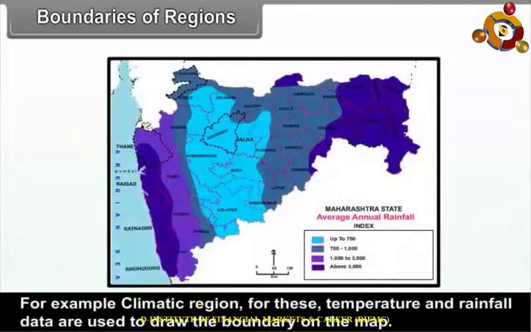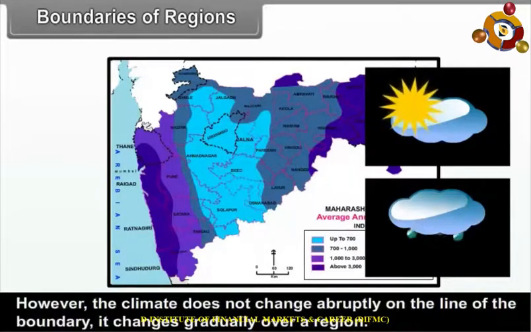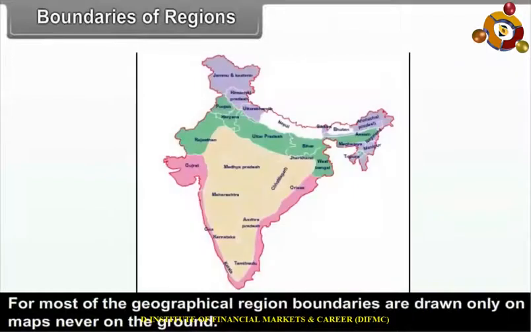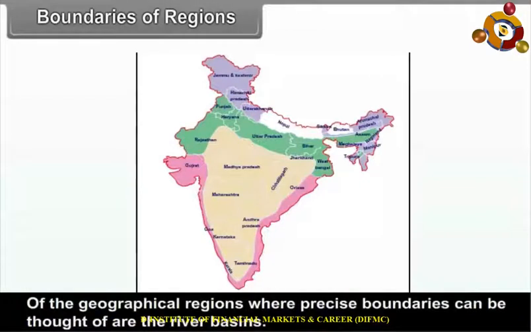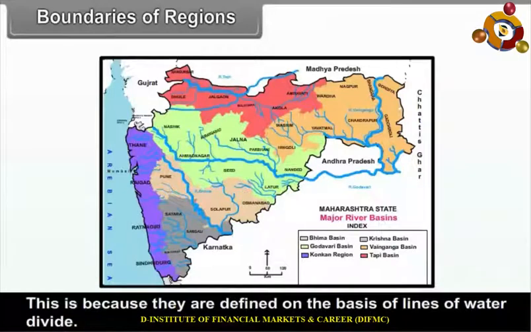For example, climatic regions. For these, temperature and rainfall data are used to draw the boundary on the map. However, the climate does not change abruptly on the line of the boundary. It changes gradually over a region. For most of the geographical regions, boundaries are drawn only on maps, never on the ground. Of the geographical regions, where precise boundaries can be thought of are the river basins. This is because they are defined on the basis of lines of water divide.